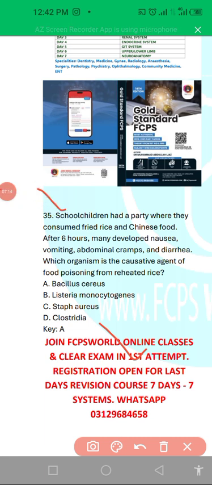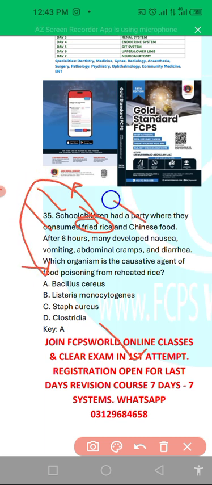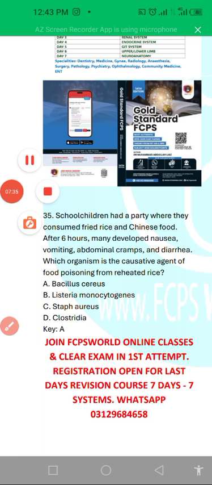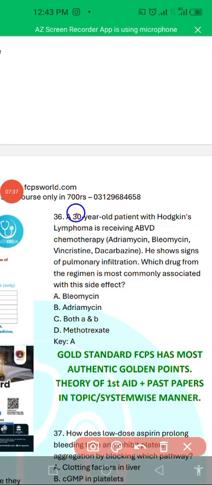School children had a party where they consumed fried rice. Here's the diagnostic point: Bacillus cereus is associated with fried rice. Chinese food, 6 hours later vomiting, abdominal pain, cramps, diarrhea. The organism is Bacillus cereus. Fried rice appearance is the diagnostic clue.